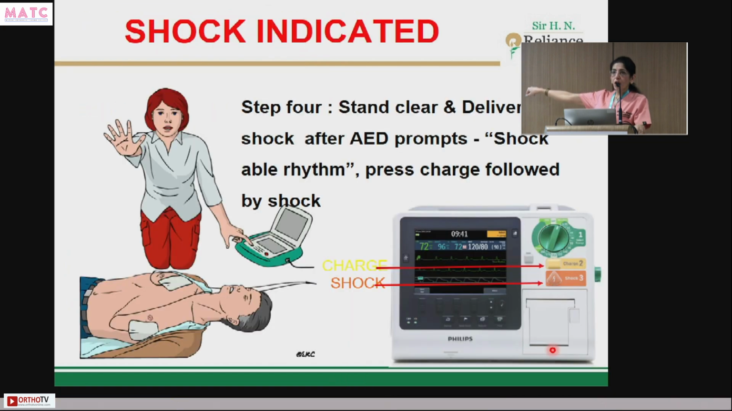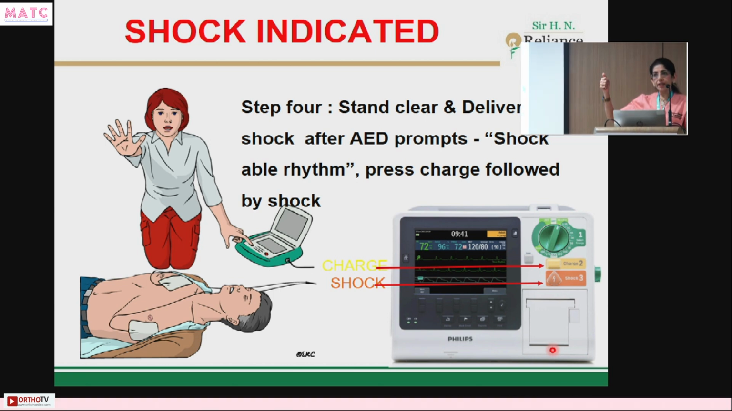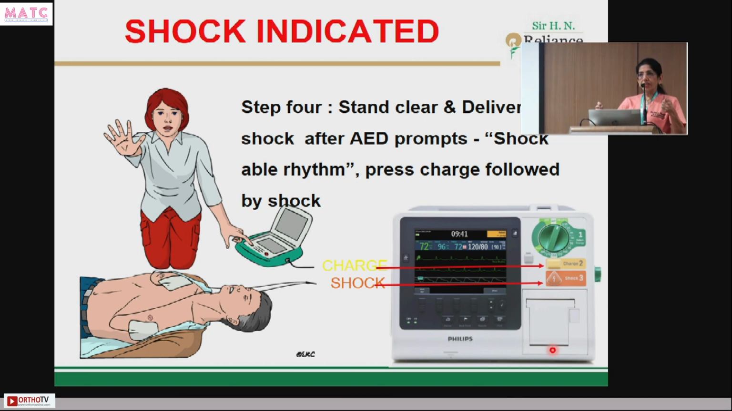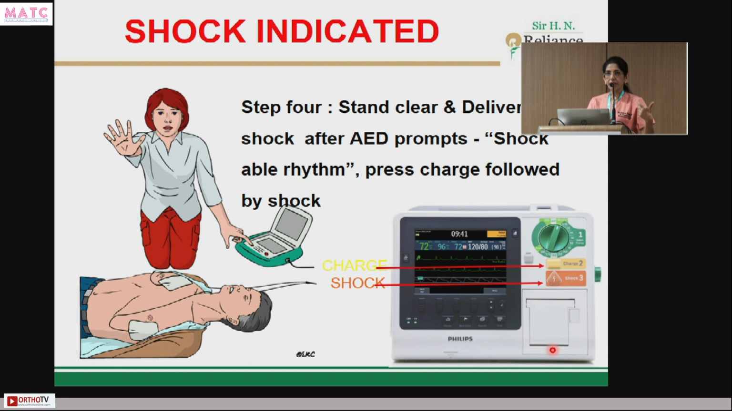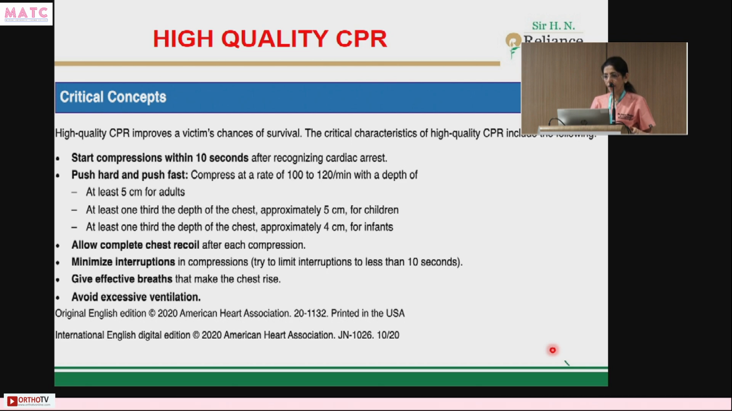So this is in the hospital. If you have this defibrillator, then again turn it on and charge it, and then place the pads on the patient in the same place, below the clavicle and lateral to the nipple. And then when you are delivering the shock, I clear, you clear, everybody clear, and just make sure nobody is near the patient and give the shock, and then start with the compression.